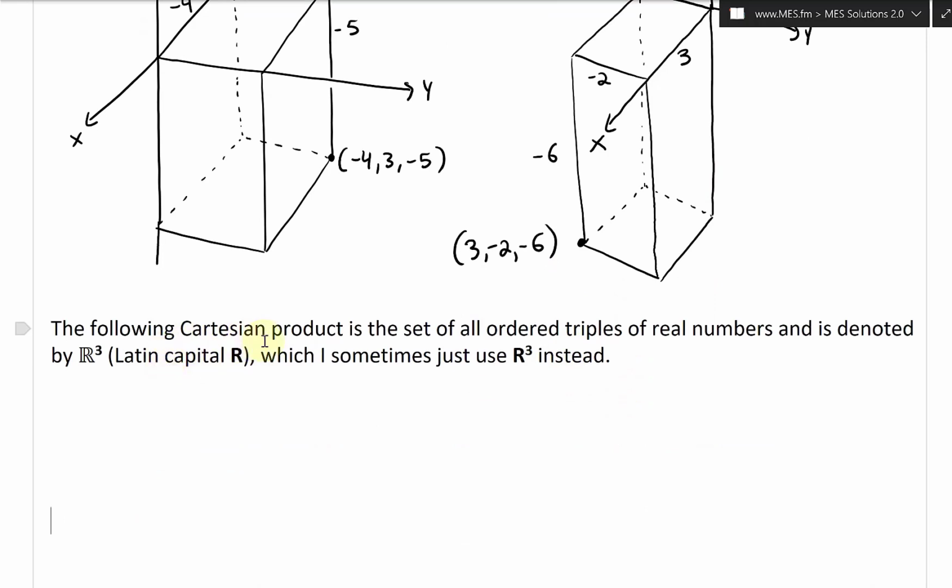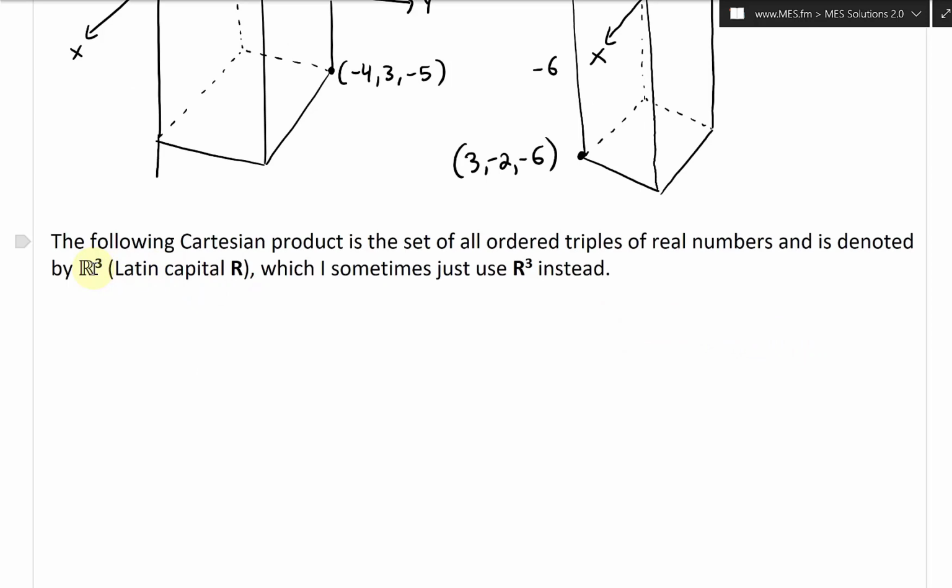So the following Cartesian product is the set of all ordered triples of real numbers and is denoted by R to the power of 3. And this is the Latin capital R, usually written like that, which I sometimes just use R cubed there. And this Cartesian product is just written as R. Let's write this in the Latin form.